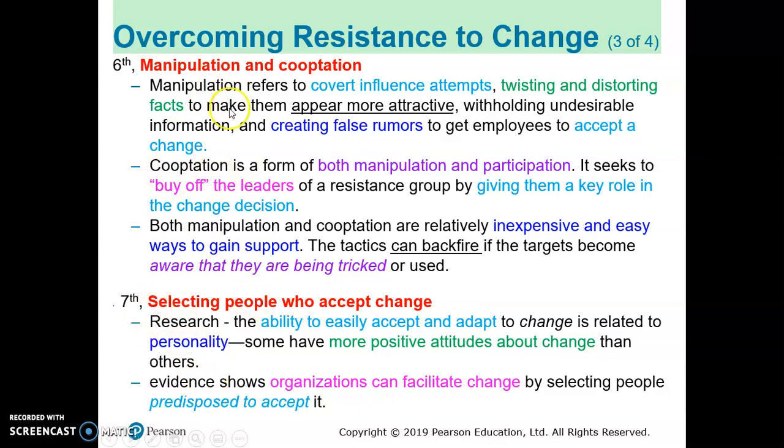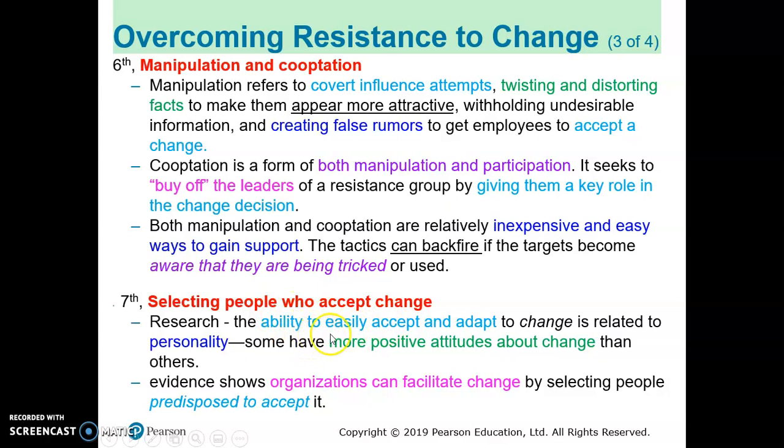Number 7: how to overcome resistance to change by selecting the people who accept the change. Maybe in the group there will be some people or some employees who accept the change. So even though the group as a whole may resist change, there will be one or two members who actually accept the change. So research says go to these people who accept the change.